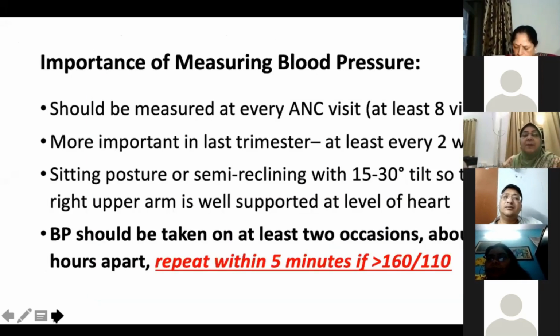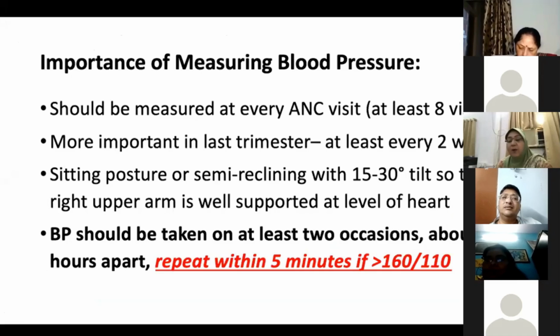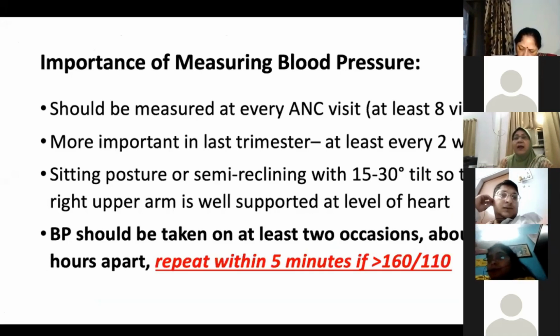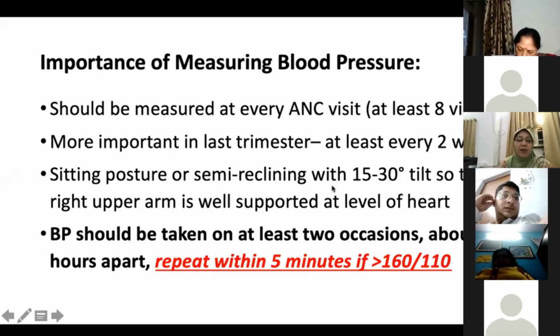Importance of measuring the blood pressure: it should be measured at every antenatal visit. You all know that there should be at least 8 antenatal visits. But what is important is the last trimester, and also in the last 2 weeks it is very important that you should measure that. You'll be able to pick up the maximum cases of preeclampsia, eclampsia. You just saw that in India, and from statistics from JN Medical College for last 10 years, it is the major cause of maternal mortality.